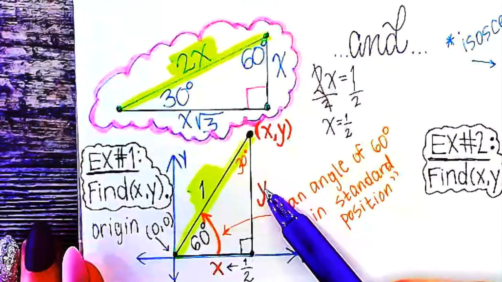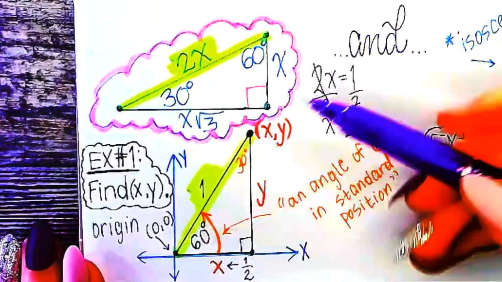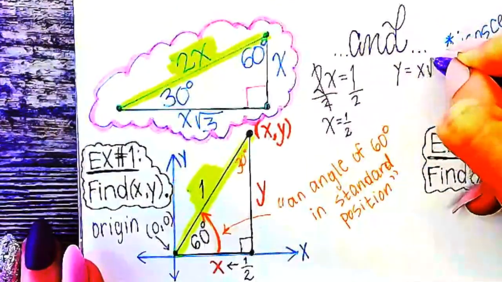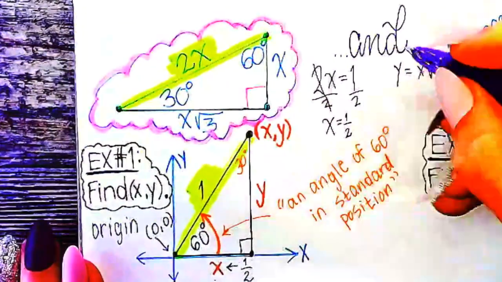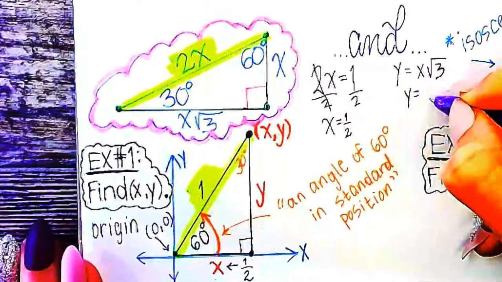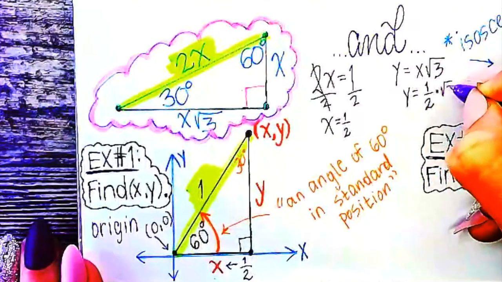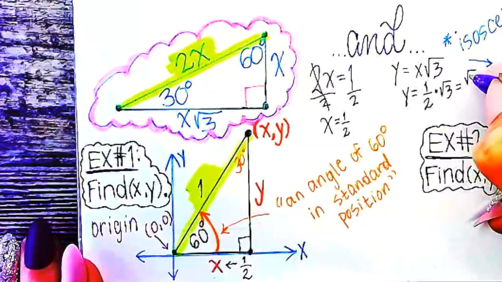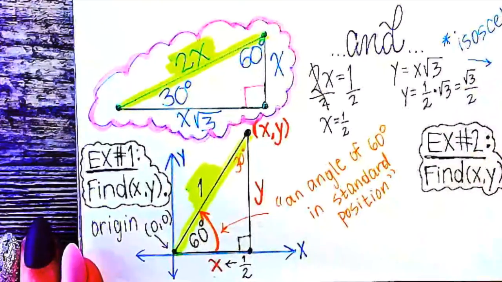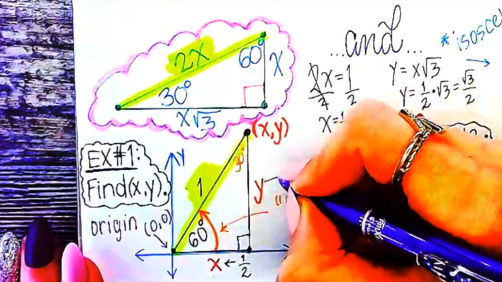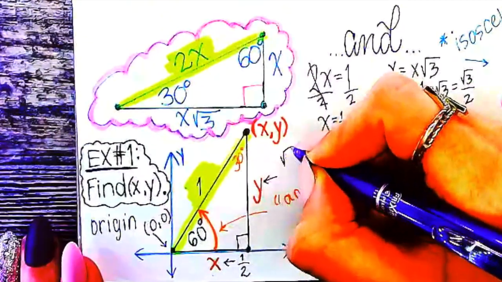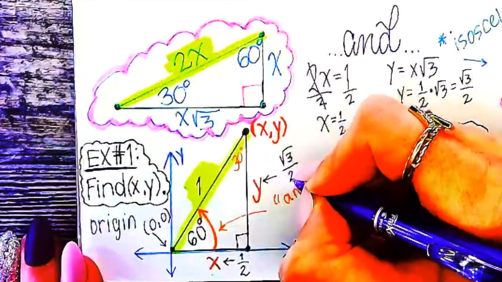The leg labeled y is determined by the expression x times the square root of 3. Since we know x equals 1/2, we're going to fill that into our other equation, and we'll have 1/2 times the square root of 3. Times is another way of saying of, so we're also really saying 1/2 of the square root of 3, which we could write as the square root of 3 over 2.